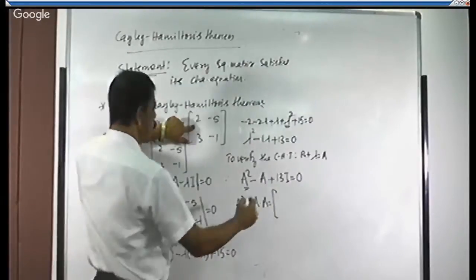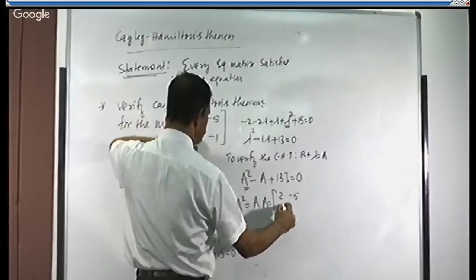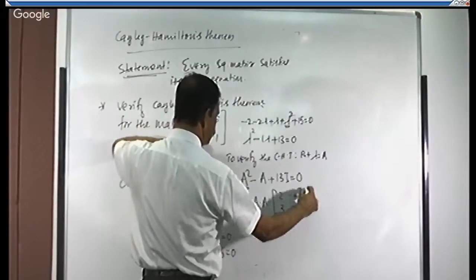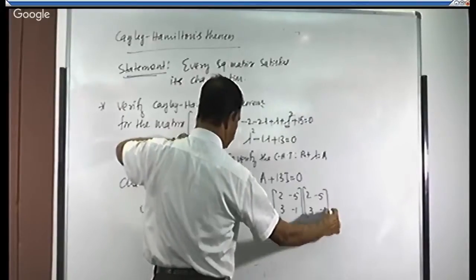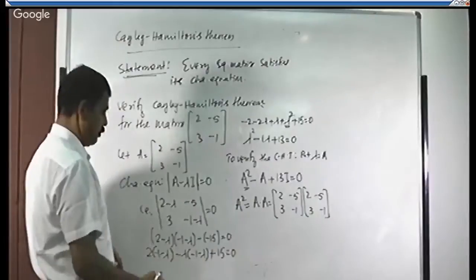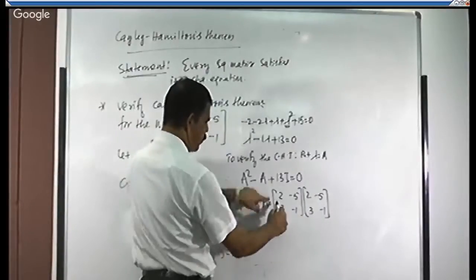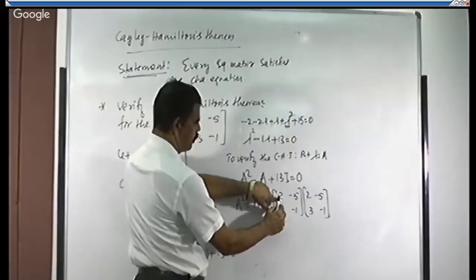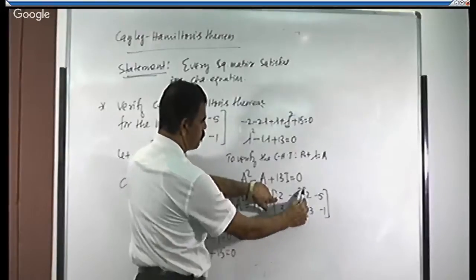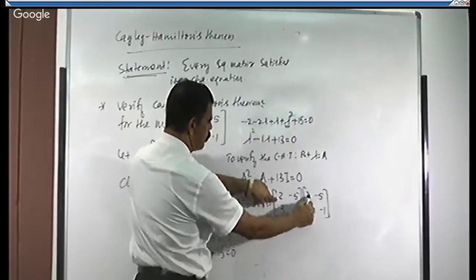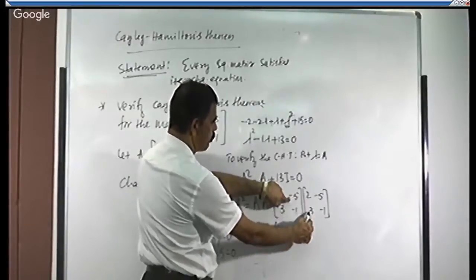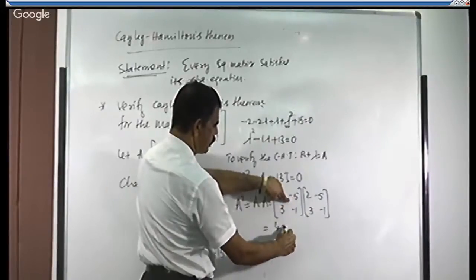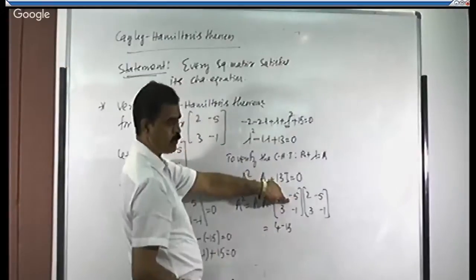That is 2 minus 5, 3 minus 1 into 2 minus 5, 3 minus 1. Right? Multiply it. What is multiplication of two matrices? It is rows into column. Right? Take first row, which is to be multiplied with first column. 2 into 2 is 4. Next, move forward in the first row. Move downward in the first column. Multiply those two. Minus 5 into 3 is minus 15. First row, first column is over.